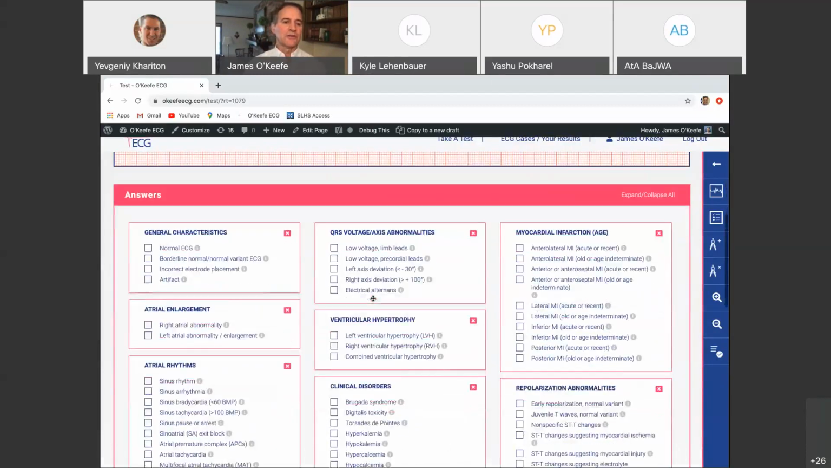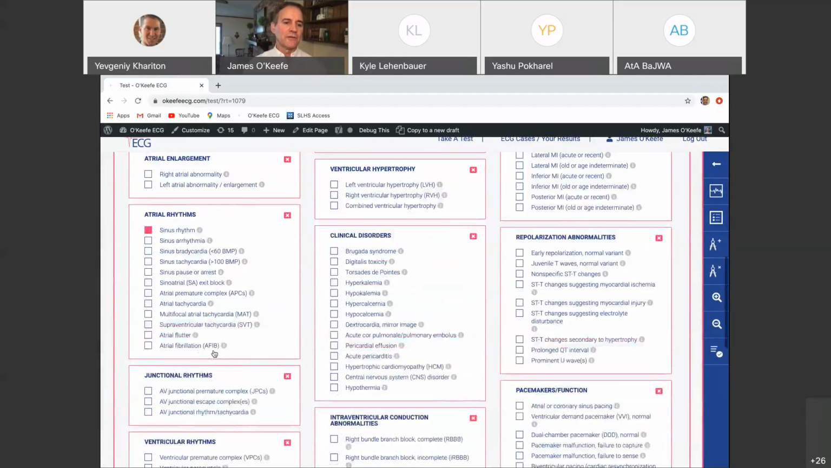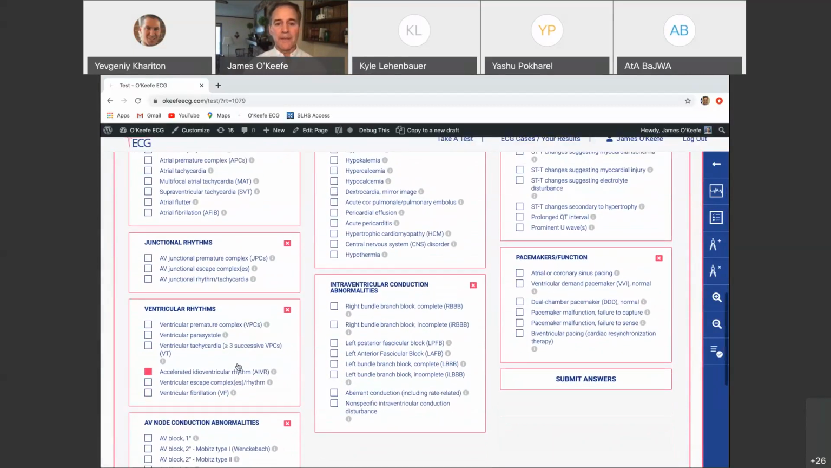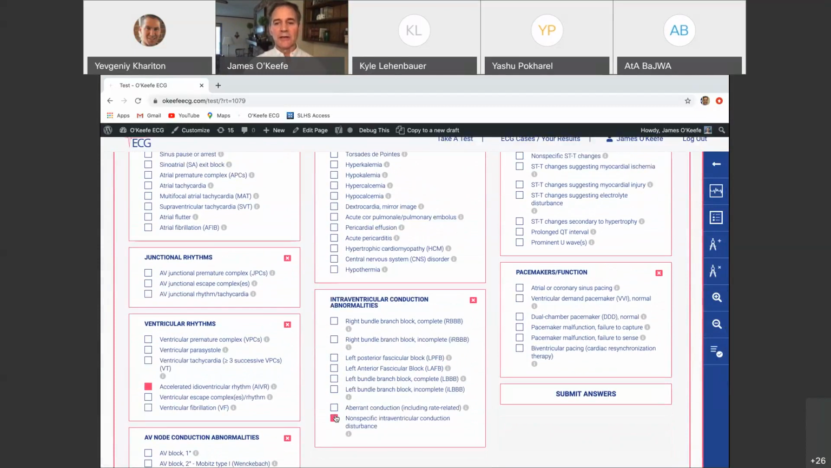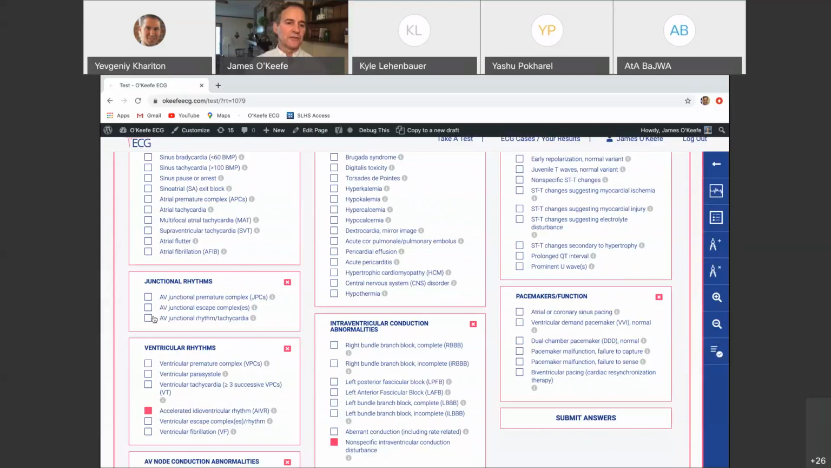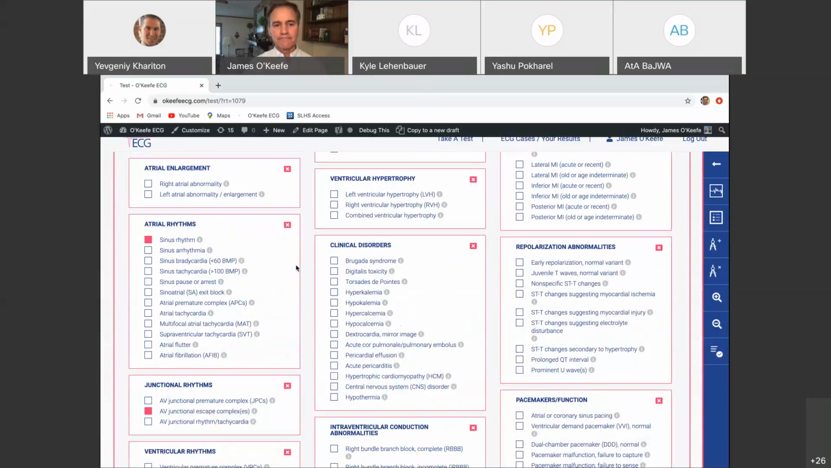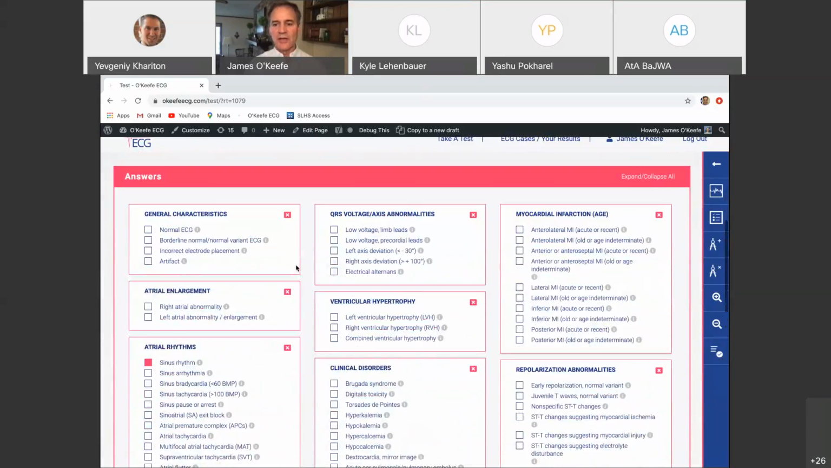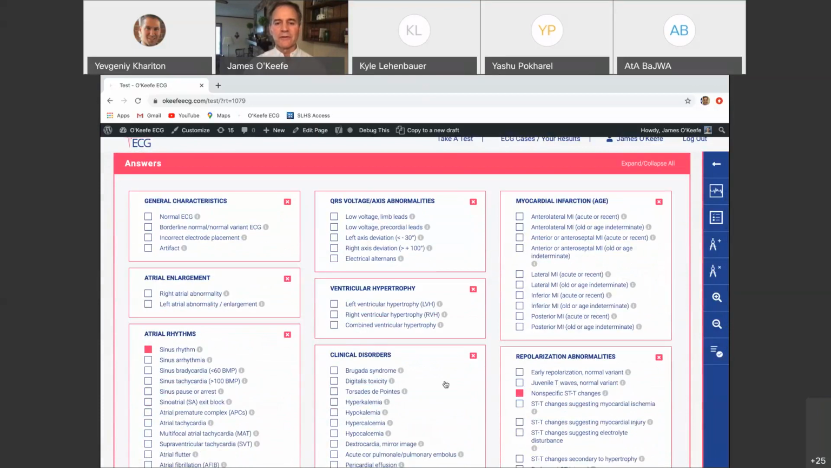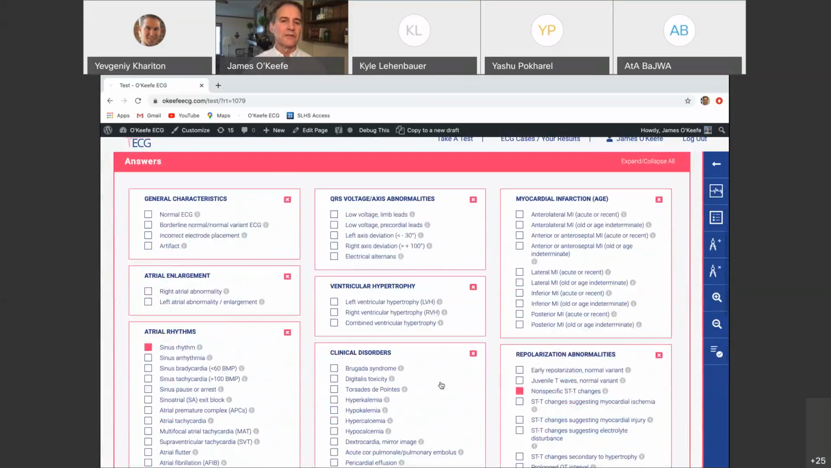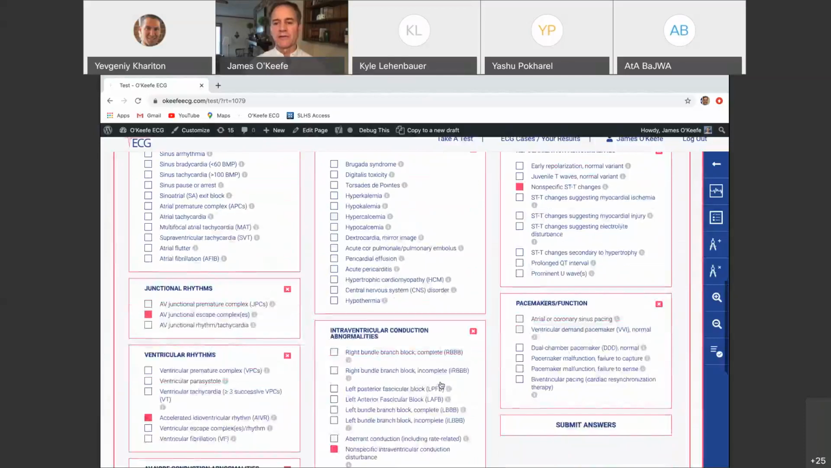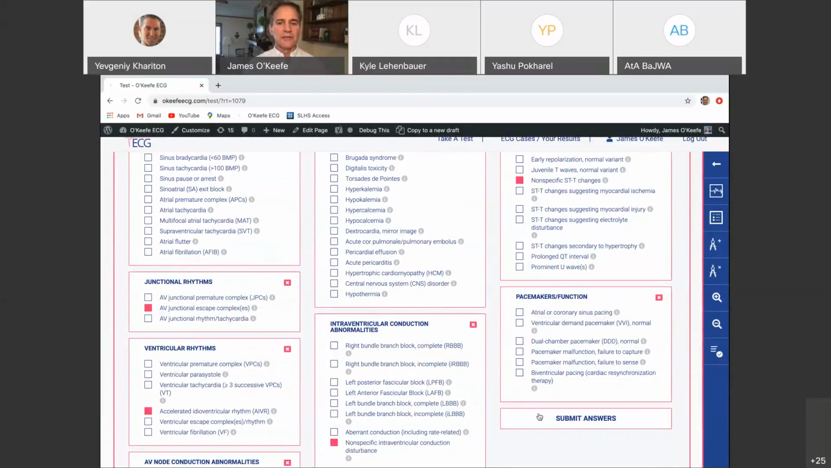So you'd call the sinus rhythm. Under the ventricular rhythms you have an AIVR, accelerated idioventricular rhythm, and then the non-specific IVCD. And over here you also have to code the junctional escape complex. What else do we have? The non-specific STT changes. You could see something like this on the boards, and you just need to know these specific criteria to know when to call it AIVR versus idioventricular rhythm versus VT.